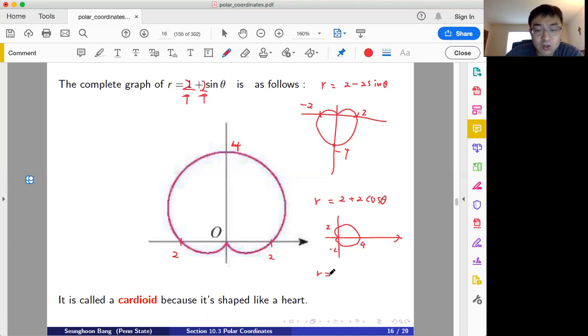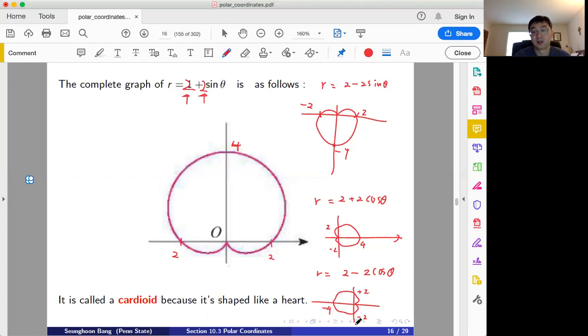What's r equals 2 minus 2 cosine theta? We have the same idea. The graph is like this. We have positive 2, negative 4. This is negative 2. We have this idea for sketching the graph.